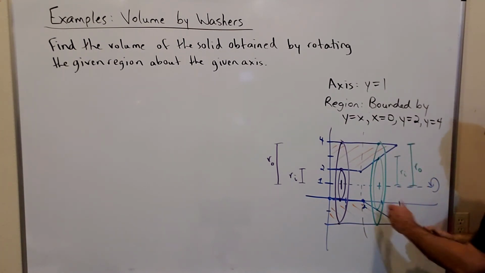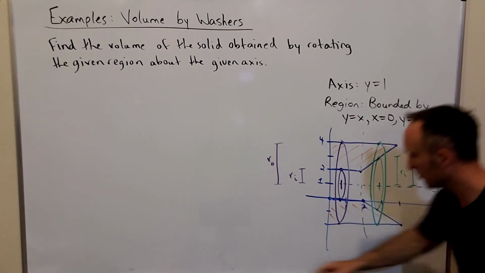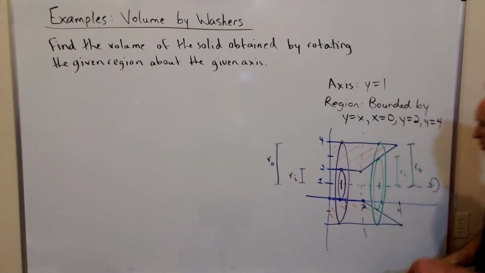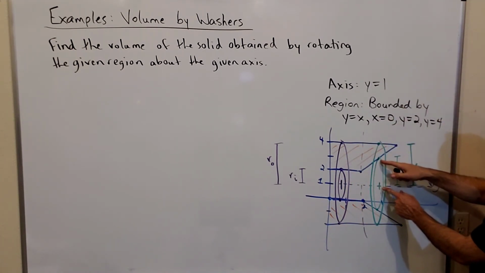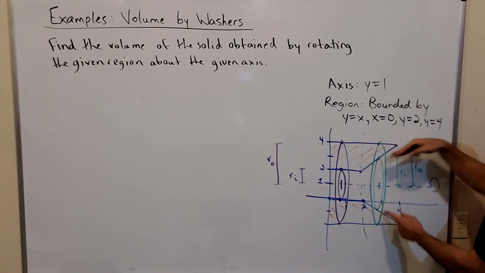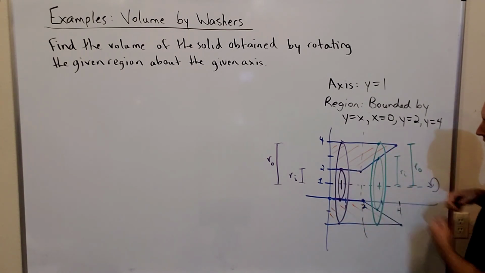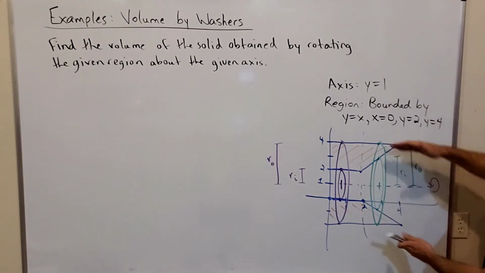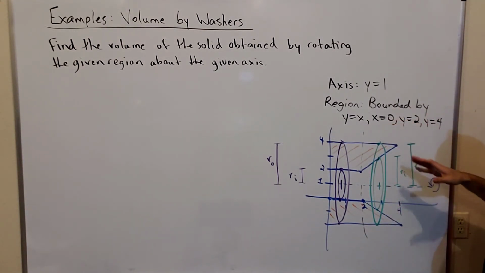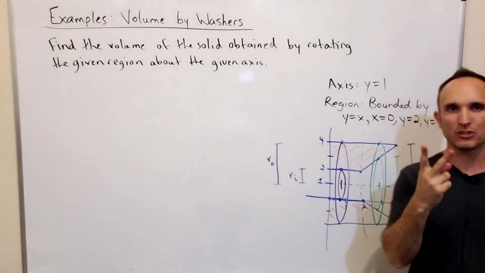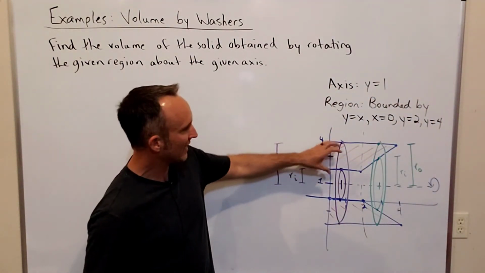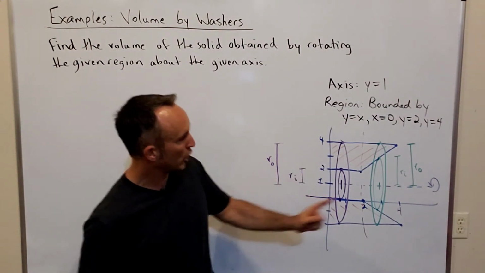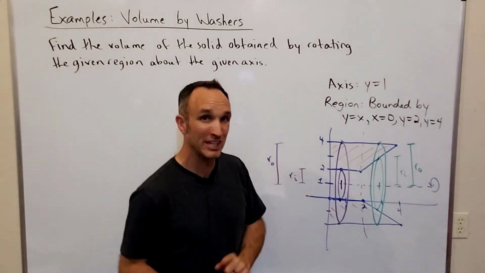But once you go from 2 to 4, remember this is 4, the inner radius depends on the slanted line now. That's a shift from how the inner radius was calculated here. So we have to change our washer. The outer radius is still the same. So what we have to do is two integrals here, and we have to add the volume obtained by the purple washers to the volume obtained by the green washers.